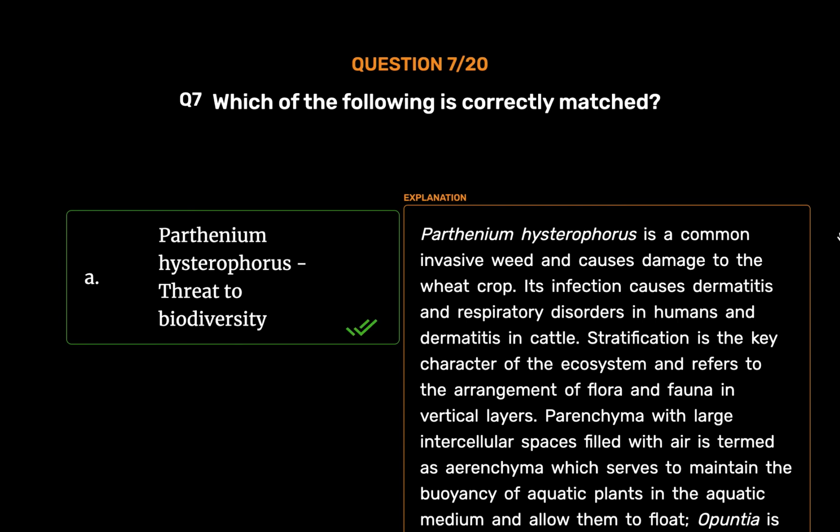Stratification is the key character of the ecosystem and refers to the arrangement of flora and fauna in vertical layers. Parenchyma with large intercellular spaces filled with air is termed aerenchyma, which serves to maintain the buoyancy of aquatic plants in the aquatic medium and allow them to float. Upansha is a xerophyte plant. The age pyramid represents the distribution of organisms of a population in different age groups.